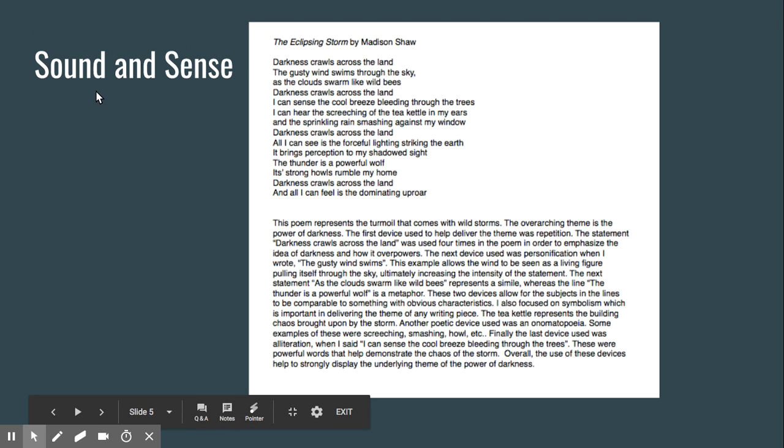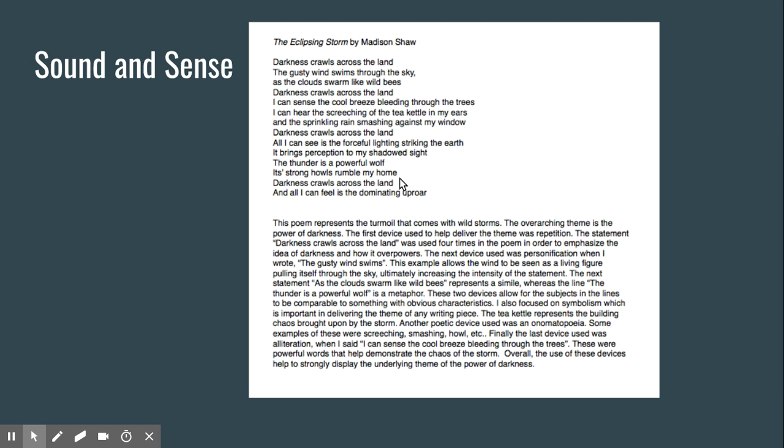The final activity that we did was sound and sense. This theme was a lot darker than the last one that I did. We also used many different poetic devices that I hadn't used in the last one about summer. For this one, I used darkness crawls across the land as a repetition. That was a new poetic device that we learned. We also learned about onomatopoeia, and the onomatopoeia words that I used were screeching, smashing, howl, etc. Those really helped deliver the theme of the poem.